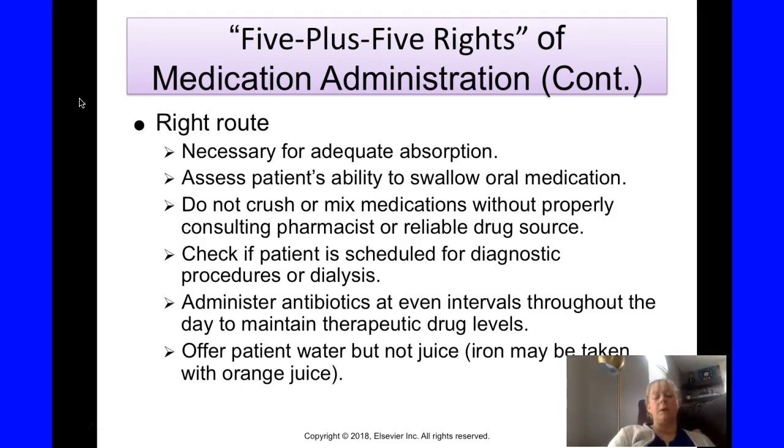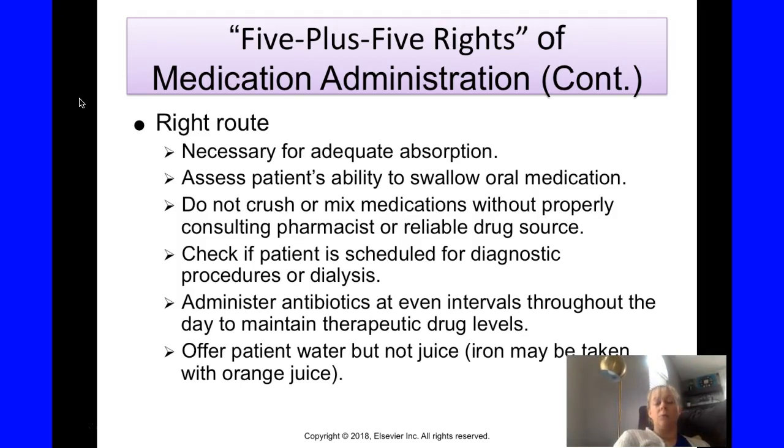All right, route. We need to make sure, because we talked about absorption on the last test, is it going to be absorbed correctly? So make sure it's ordered that way, or it's supposed to be given that way. Can they swallow the medicine? There's many medications that you can't crush, like potassium pills. You can dissolve them, but if you crush them, it breaks up the medication. So you have to make sure that's okay.